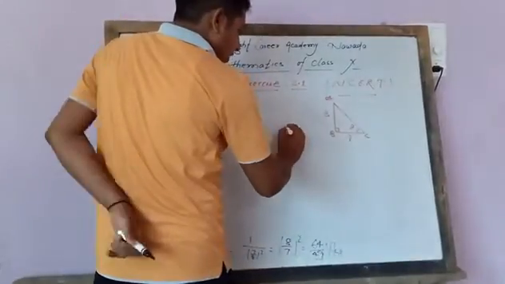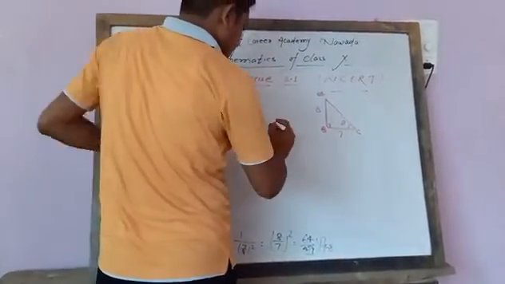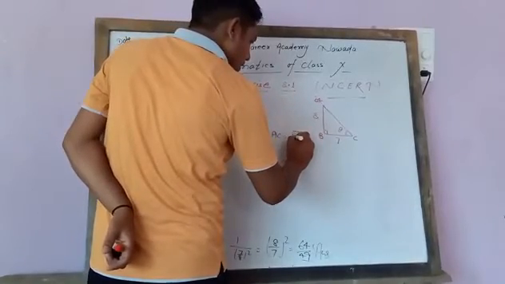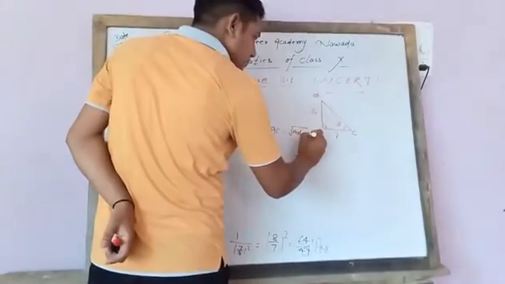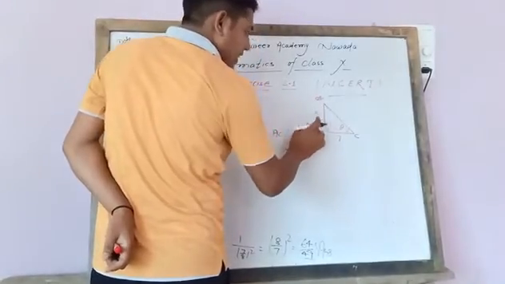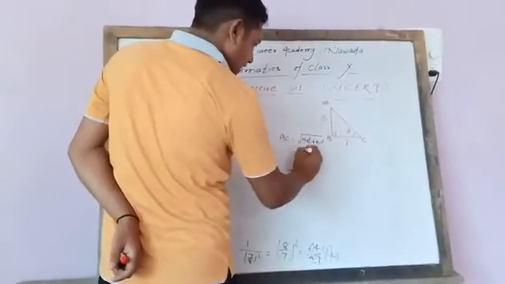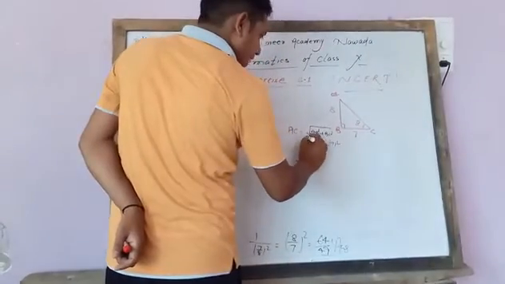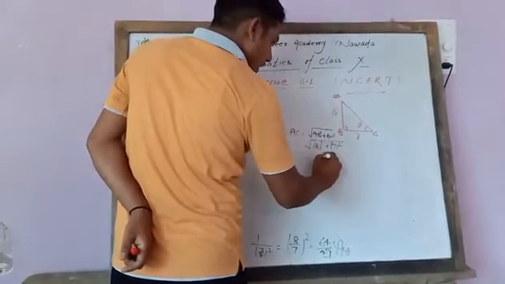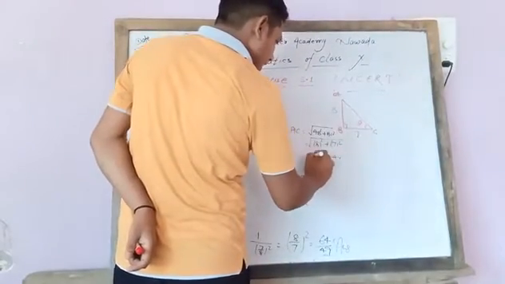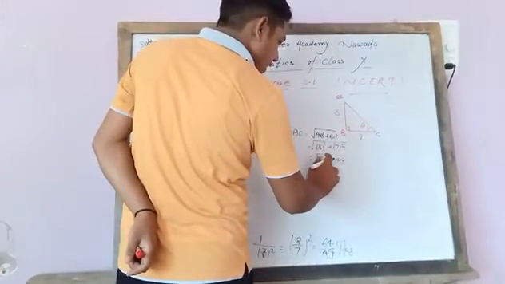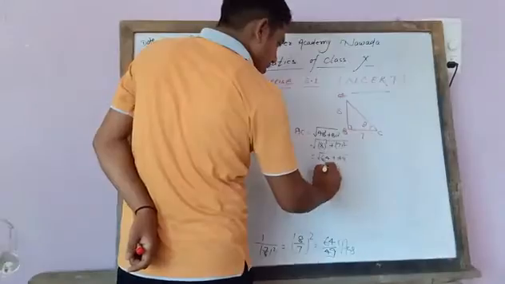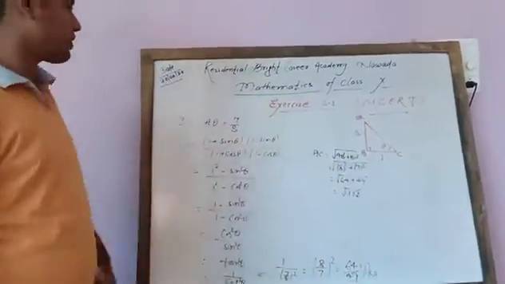We can find AC is equal to root under AB square plus BC square. Here AB square is equal to 8 squared and BC square is equal to 7 squared. 8 8s are 64 and 7 7s are 49, and the sum will be 113. So AC is root under 113 units.